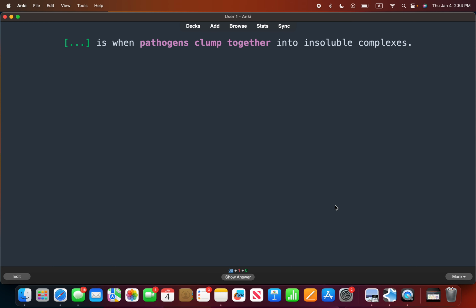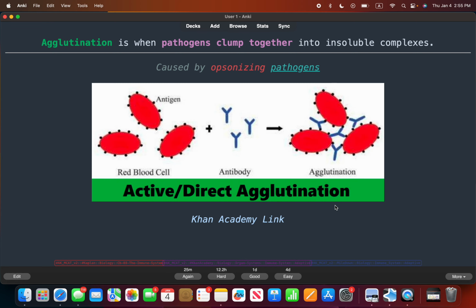What is it called when pathogens clump together into insoluble complexes? It is called, probably opsonin... agglutination. My bad. It's caused by opsonizing pathogens. So we had opsonization, and we also have agglutination. Agglutination is when pathogens clump together into insoluble complexes.